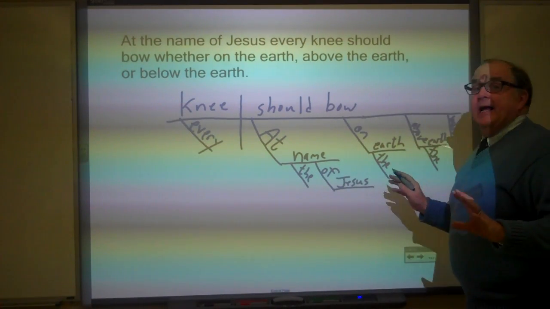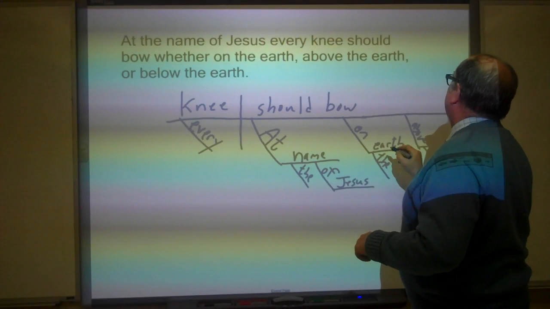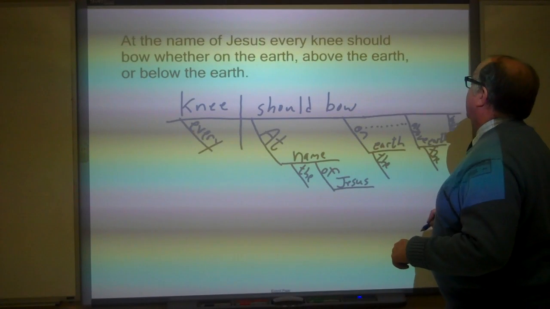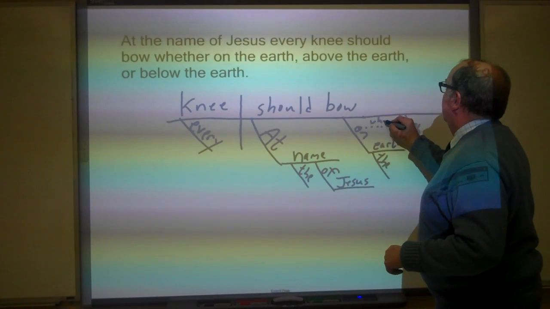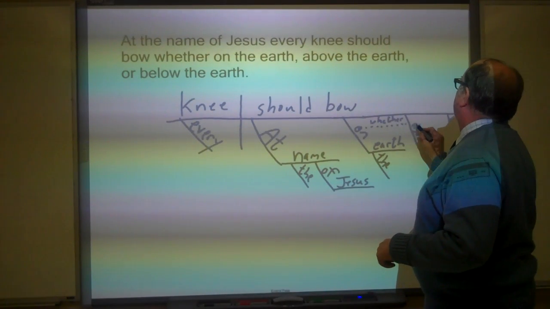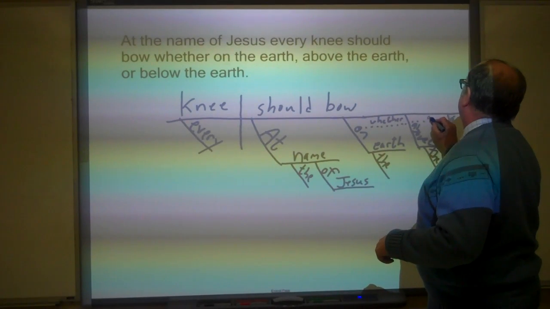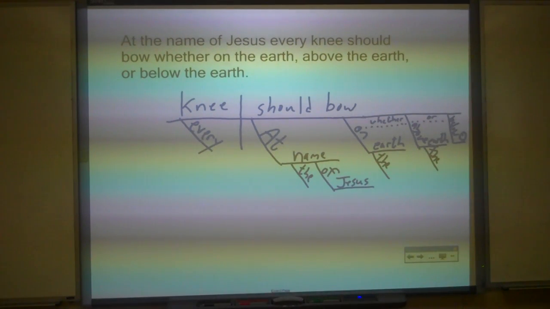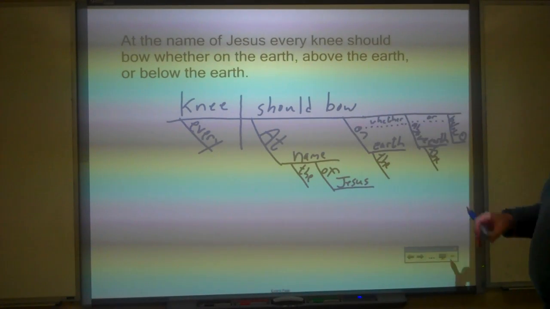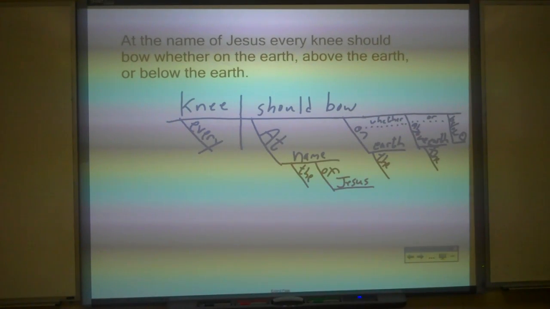Okay, and in this case, because there are conjunctions, remember we put the dotted lines, and whether and or. Conjunctions go onto the dotted line like that. A little more complicated, but hopefully you can see how this works.